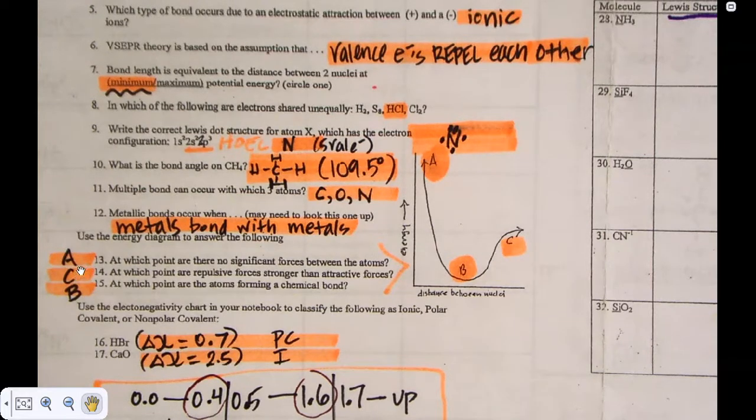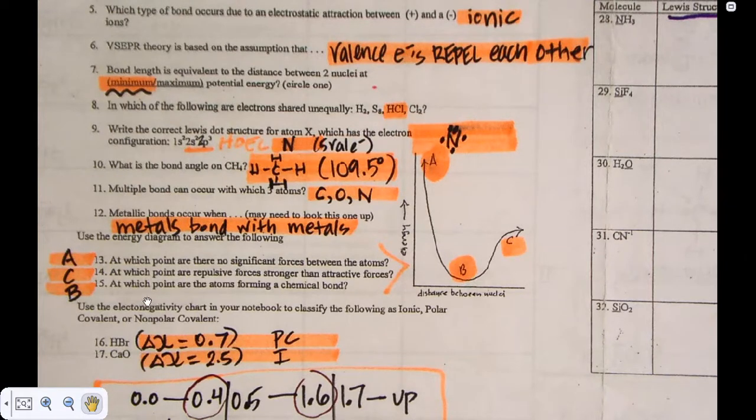Number 13, at which point are there no significant forces between the atoms? That means they're very unhappy, very unstable. They've not met yet. That's going to be at point A at the high energy. 14, at which point are the repulsive forces stronger than the attractive forces? That's at point C. Again, that came straight from the notes. Go back and look at the notes if you have forgotten about that. You took those notes on the remote learning day on 11/25, I think it was.